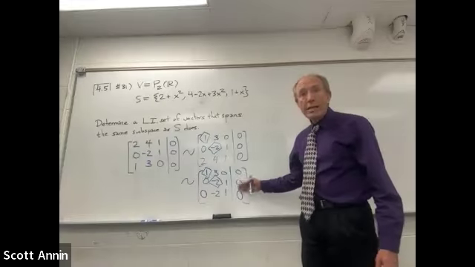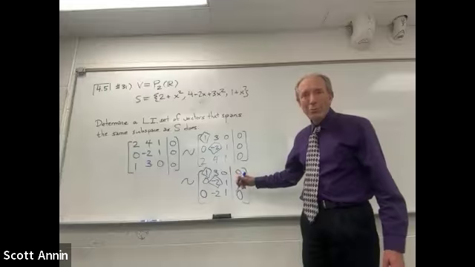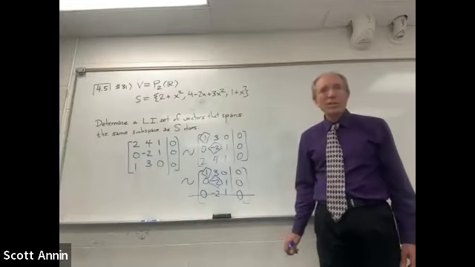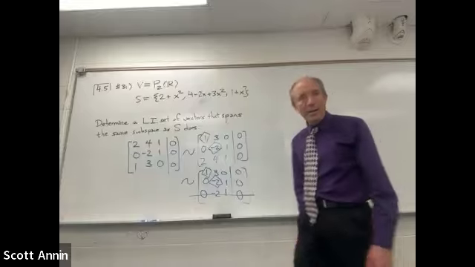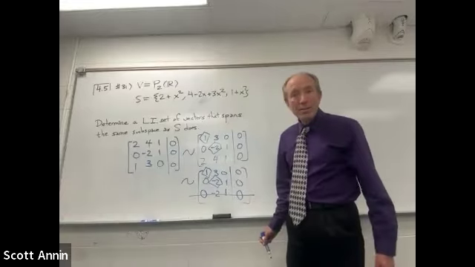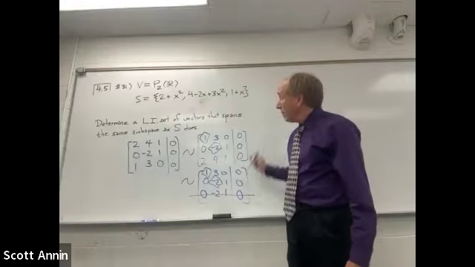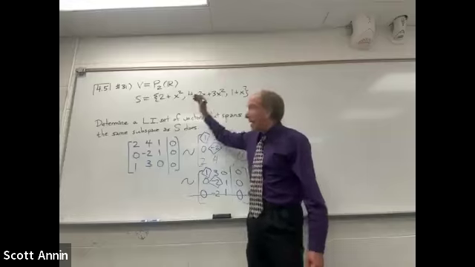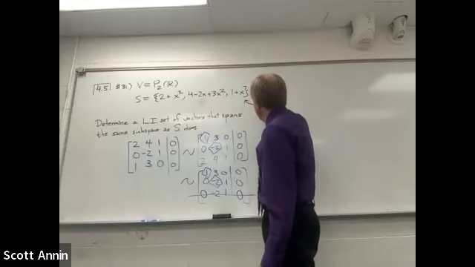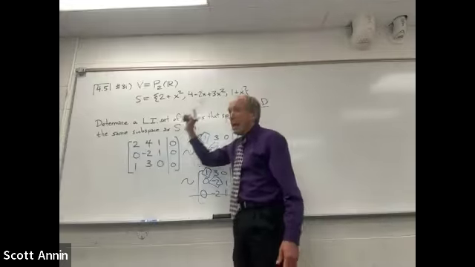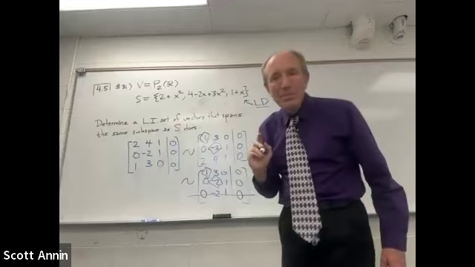If I do another ERO, I'm just going to wipe out that row. It's just going to get zeroed out. Let's not even write it down again. And take a look at what you have. Once again, you have an unpivoted third column. That means that the original set S up here is LD. It is LD. And how do we create an LI set?